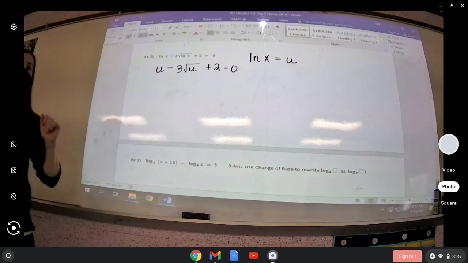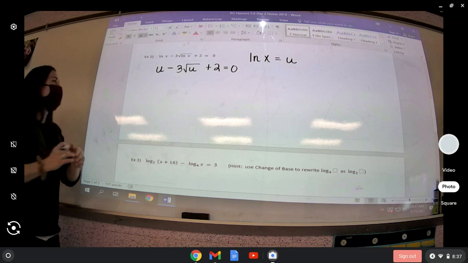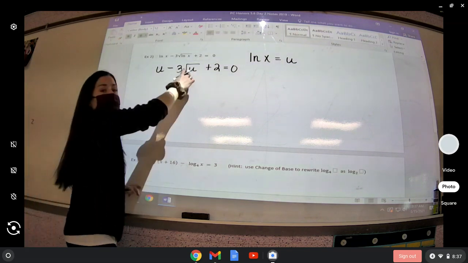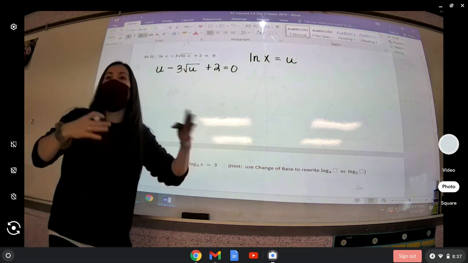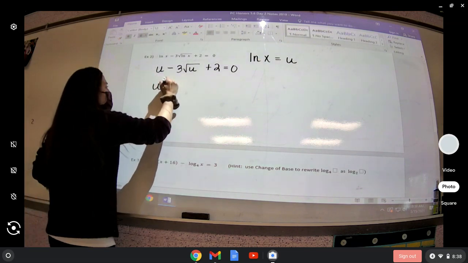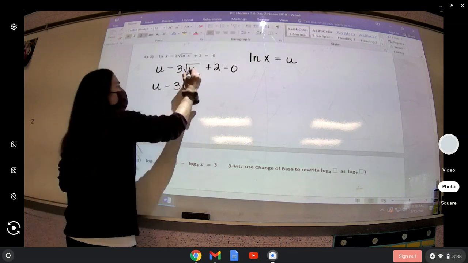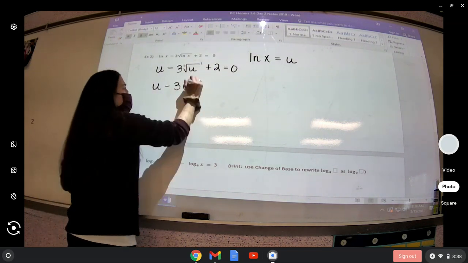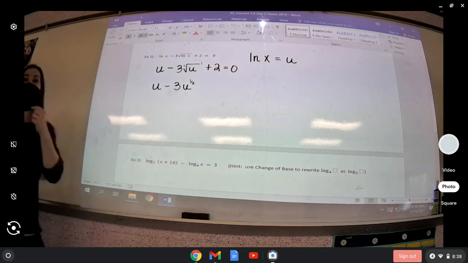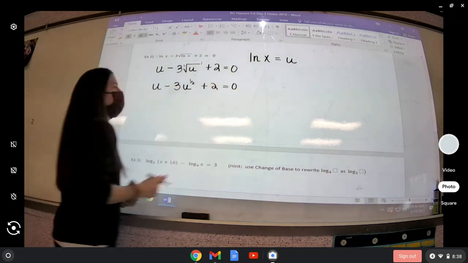Now again, you could sit there and say, I don't know, Hardy, it still don't look that pretty. It really doesn't, but it's not that bad. So now I'm going to get rid of that square root, right? Logs, exponentials. Let's look at exponents, not square roots. So now I'm going to rewrite this as u minus 3 times u to the, not square root, but that's the square root to the first power, 1/2. Power over a root. Plus 2 equals 0.